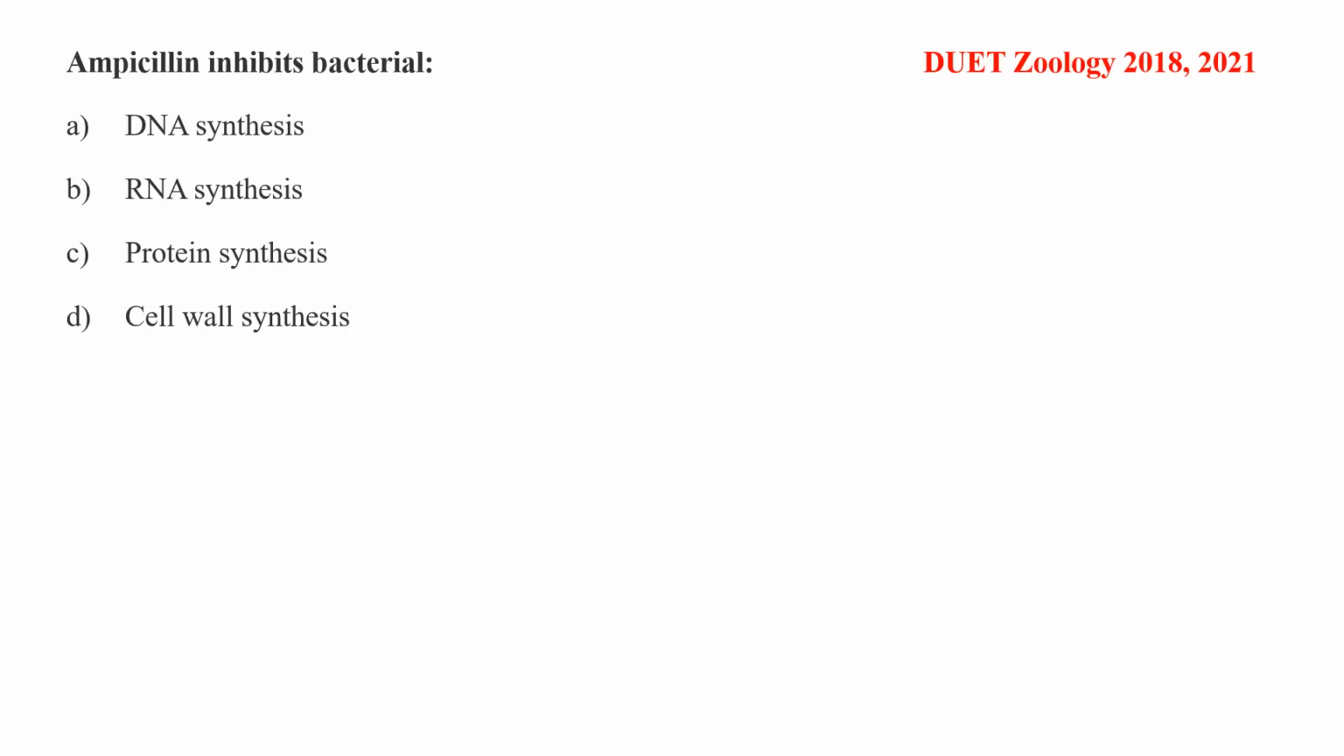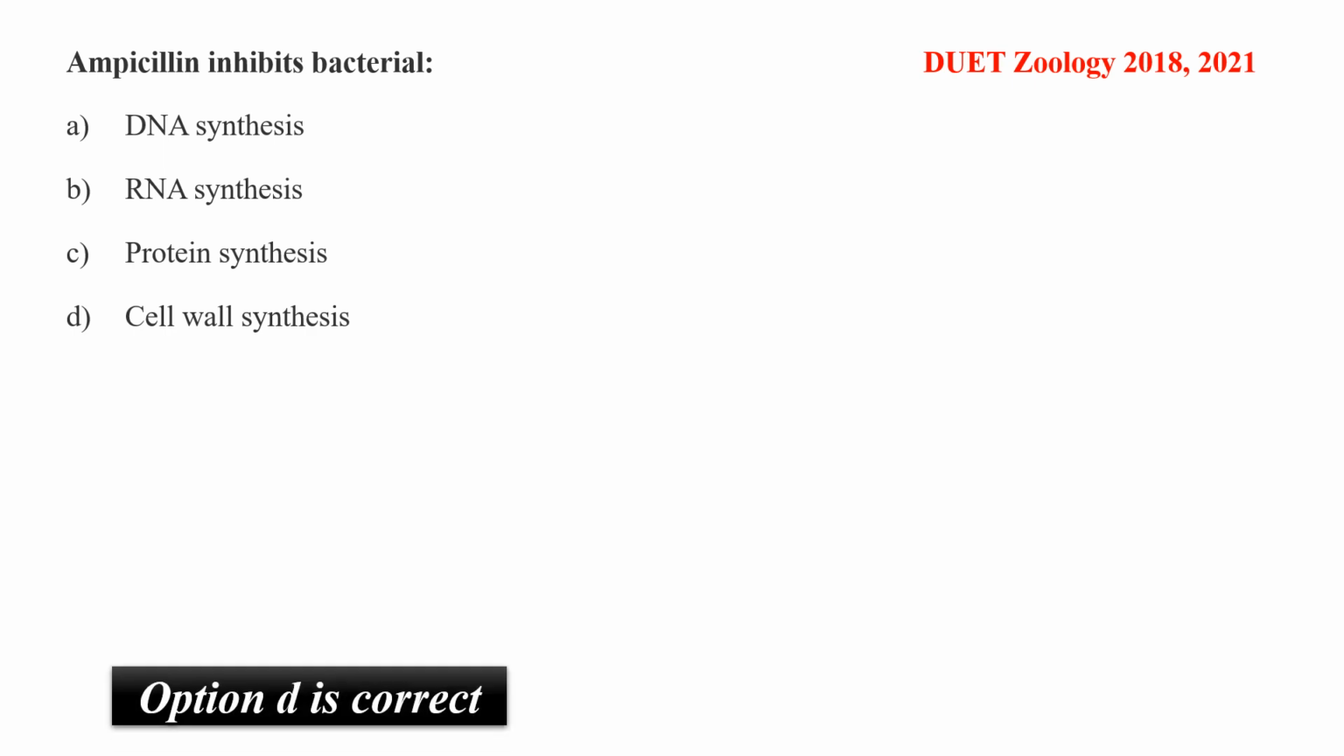Ampicillin inhibits bacterial DNA synthesis, RNA synthesis, protein synthesis, or cell wall synthesis. Basically, ampicillin inhibits bacterial cell wall synthesis. It does just by inhibiting the transpeptidase. Basically, ampicillin is a competitive inhibitor of transpeptidase, which is required to make the bacterial cell wall. So hence, the option D would be the correct answer.